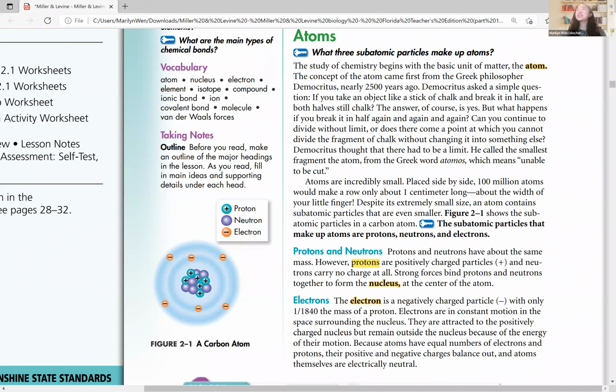Here, atoms are the basic unit of matter. It's important to know that when it says matter, it doesn't just mean life. It means everything. So atoms are the basic unit of cells even, and also the basic unit of non-living things like a rock. Atoms are still the basic unit of that. And what are atoms made up of?